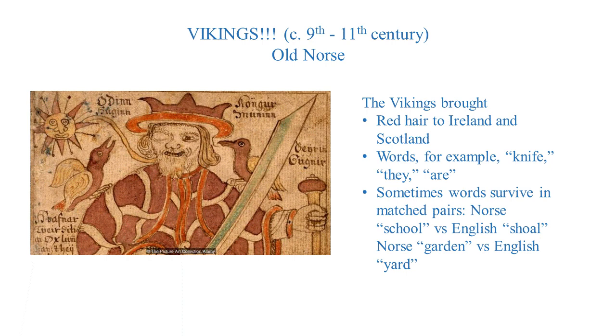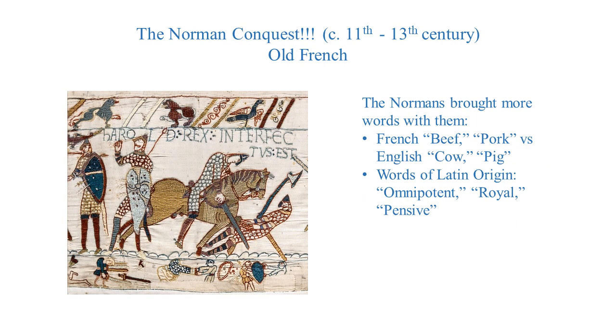This would have been complicated enough in terms of the history of English, but in the 11th century, right after the end of the Viking Age, we had another invasion of England, this time by the Normans, and the Normans were speakers of Old French. This is where we get a lot of our words of French origin, things like the French beef or pork versus the native English words cow and pig, but it's also the first time that we get a lot of words of Latin origin coming into English.